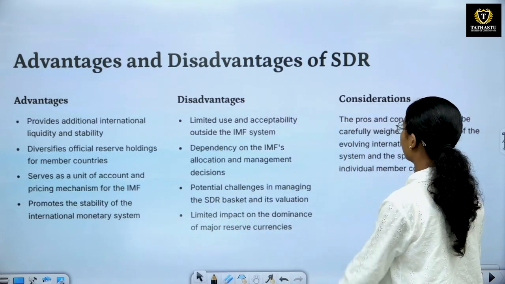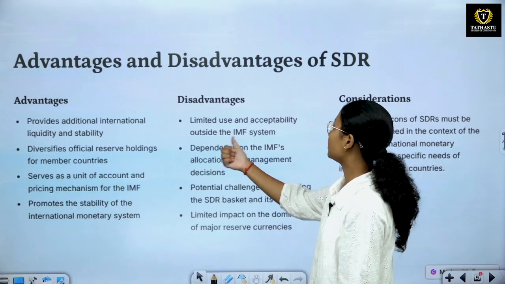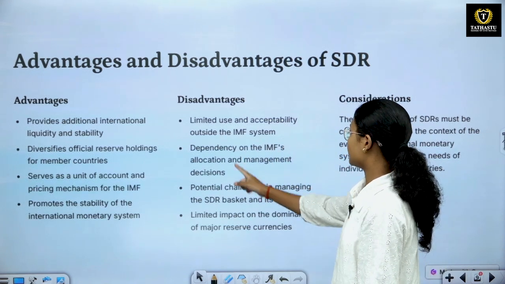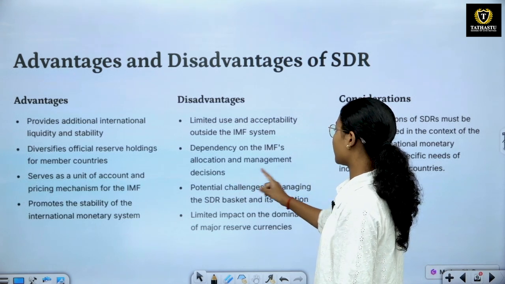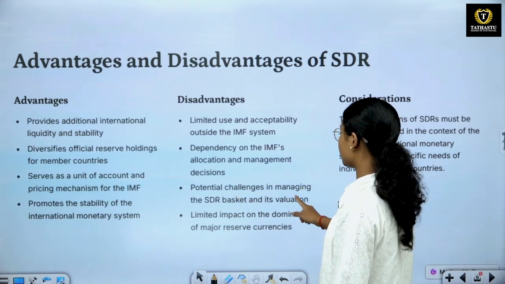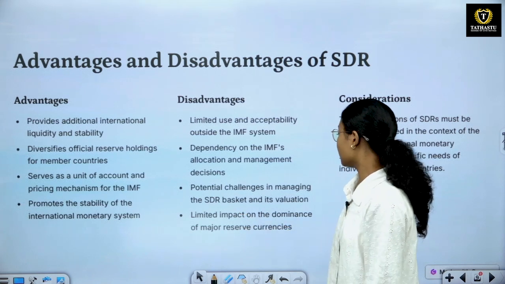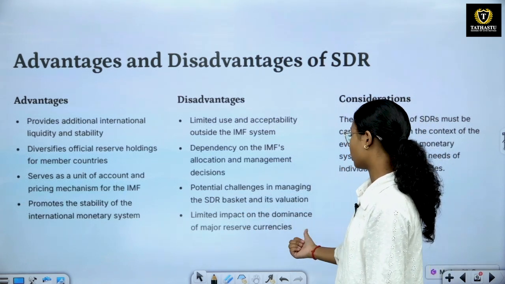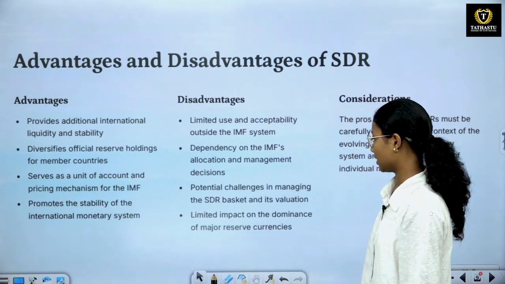Now, what are the disadvantages of SDR? It has limited use and acceptability outside the IMF system, and its dependency on the IMF allocation and management decisions. There are potential challenges in managing the SDR basket and its valuation. Also, it has limited impact on the domination of major reserve currencies.